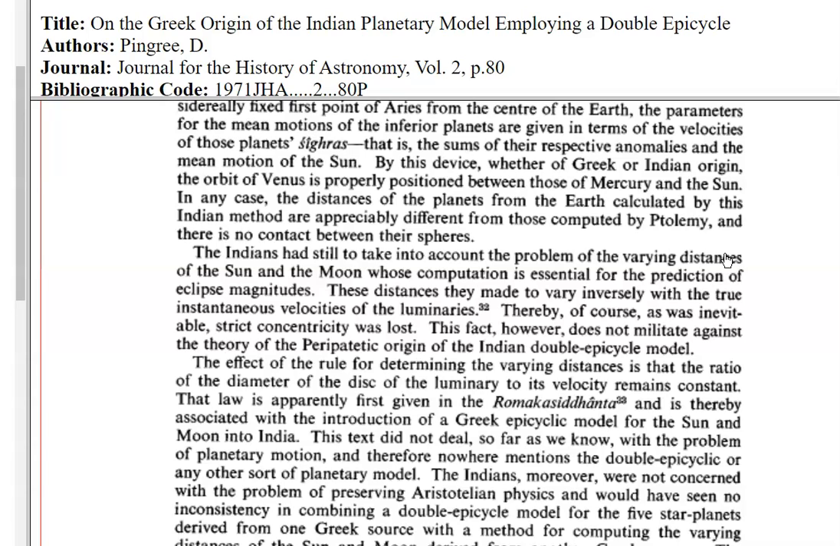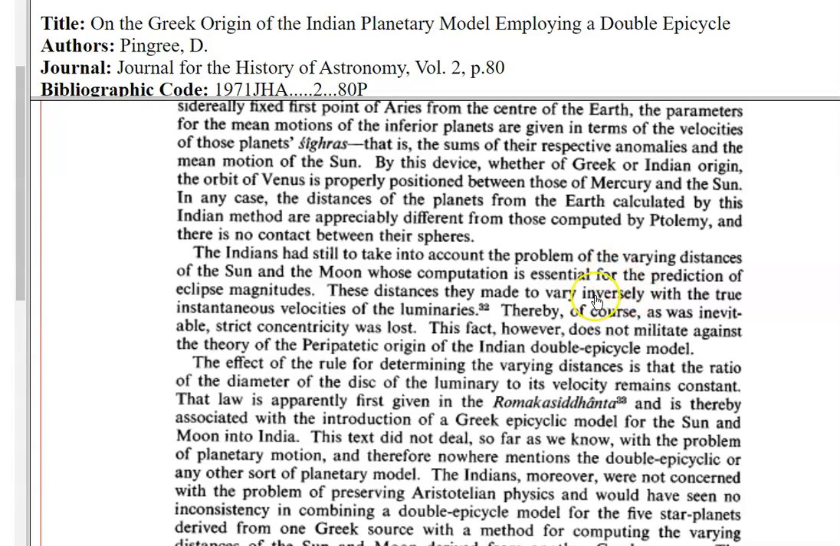So the two luminaries are the Sun and the Moon, and the distances vary because we look at these planets from Earth, and these planets, except the Moon, everything else goes around the Sun. Thereby, of course, as was inevitable, strict concentricity was lost. This fact, however, does not militate against the theory of peripatetic origin of the Indian double epicycle model.